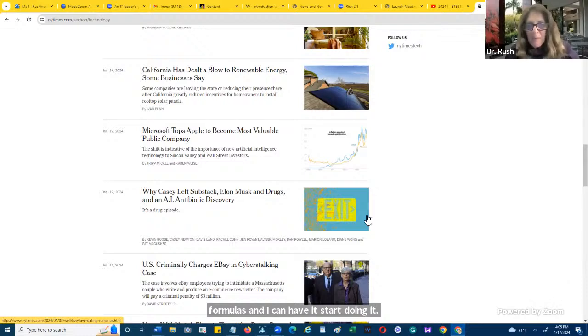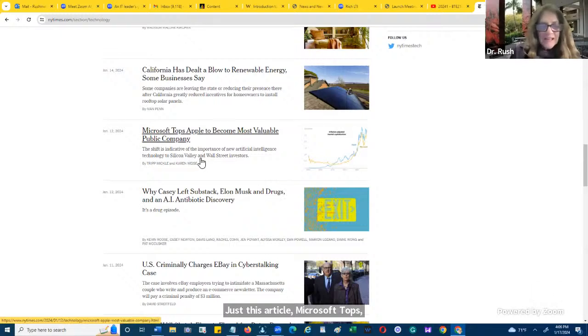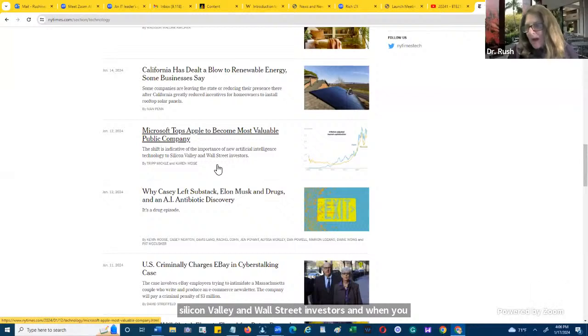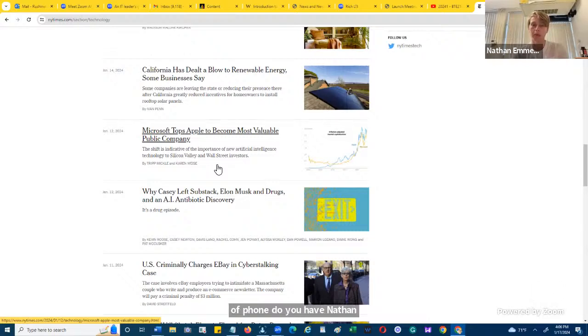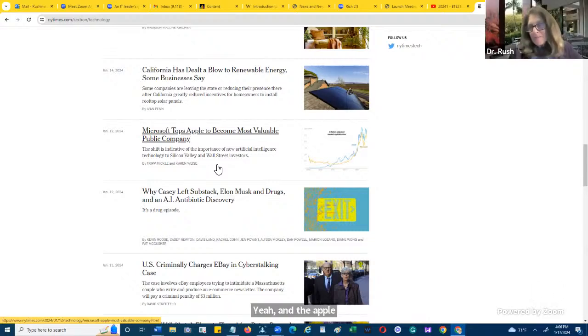Just this article, Microsoft tops Apple to become most valuable. The shift is indicative of what? Look at this, Nathan. The shift is indicative of the importance of new artificial intelligence technology to Silicon Valley and Wall Street investors. And when you think about 5 years ago, you thought Microsoft was like an old company. You remember Microsoft phone? Whoever had a Microsoft phone, right? Whoever had even Windows is rare to get, right? What kind of phone do you have, Nathan? Yeah, Apple, right? And do you have a laptop? Yeah, Apple too.